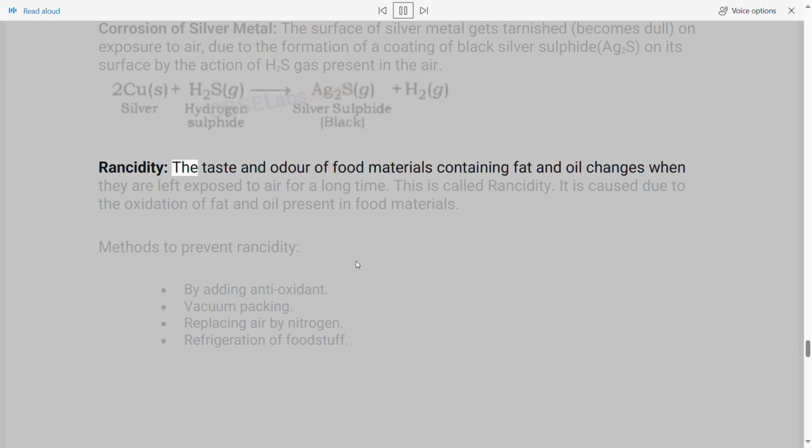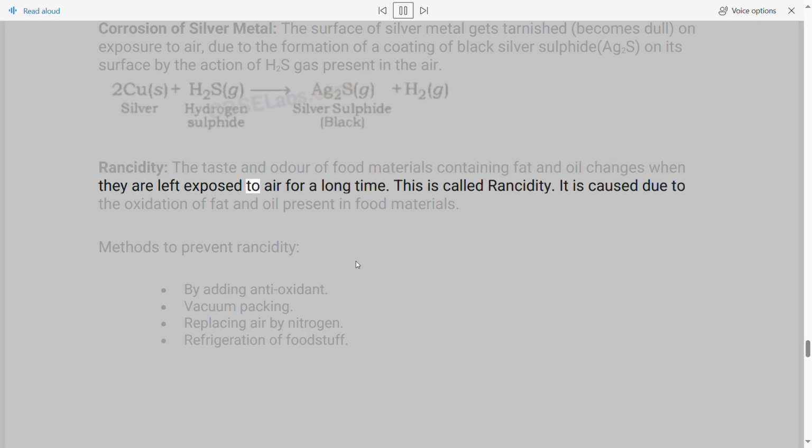Rancidity: the taste and odor of food materials containing fat and oil change when they are left exposed to air for a long time. This is called rancidity. It is caused due to the oxidation of fat and oil present in food materials. Methods to prevent rancidity: one, by adding antioxidants; two, vacuum packing; three, replacing air by nitrogen; four, refrigeration of foodstuff.